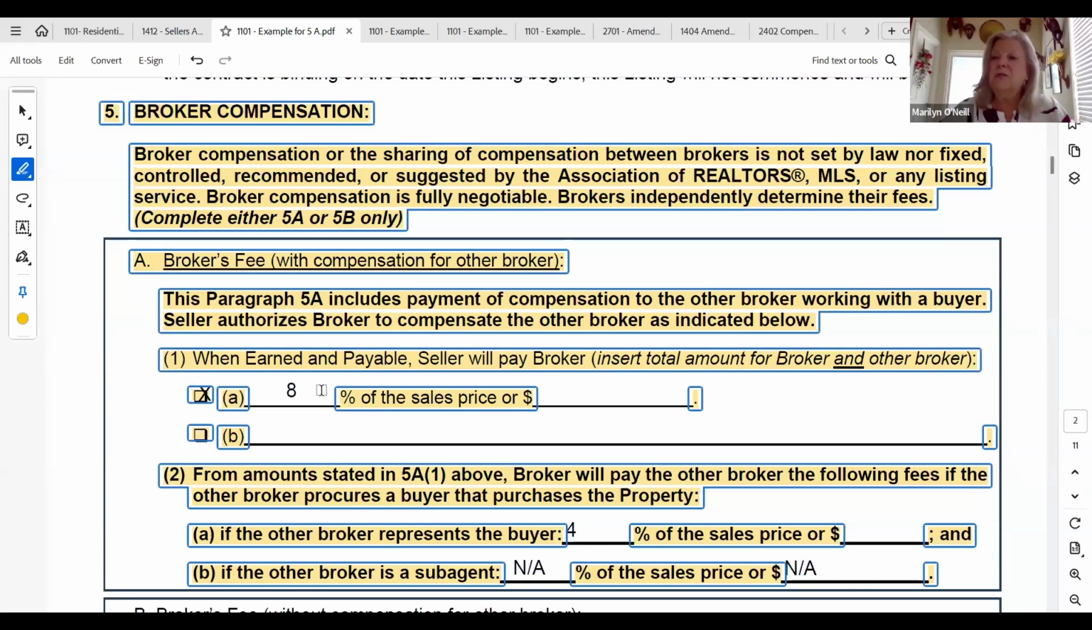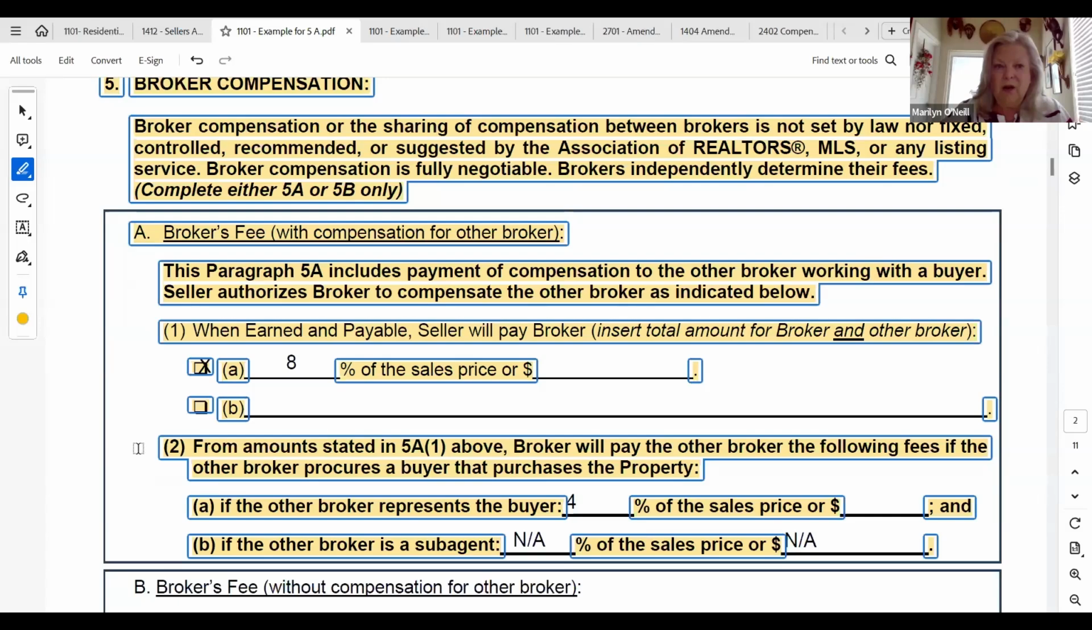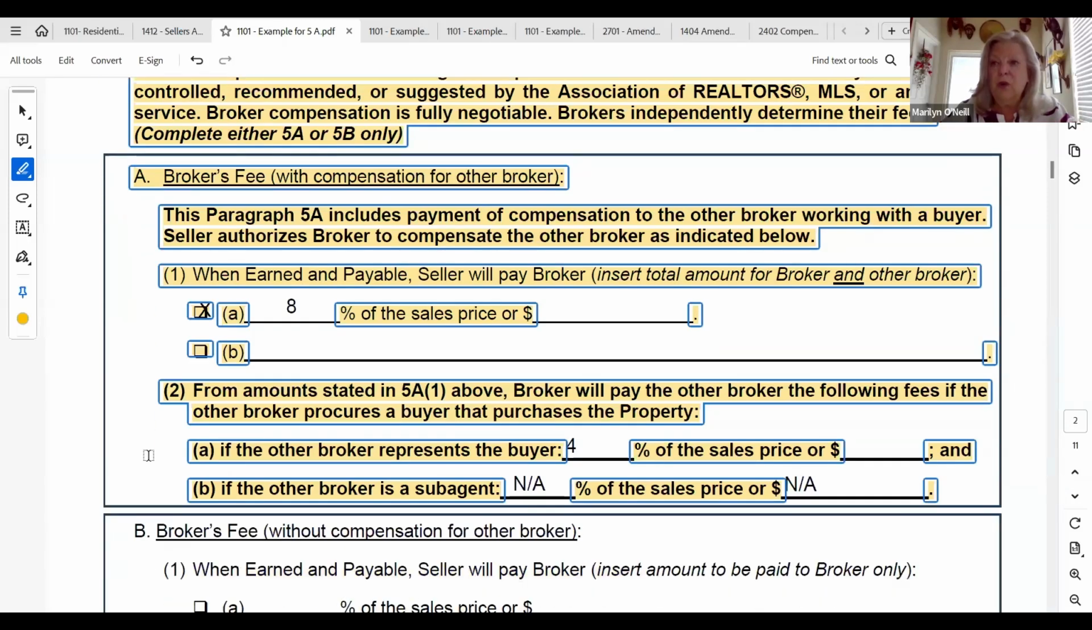So 5A1A was completed with a percentage. That's what they're going to negotiate with the seller, right? And they are going to compensate the other broker as indicated. Now 5A2 says to the seller, of that amount I put in 5A1, I'm going to show you how I will share it with the other broker. And so 2A is if the other broker represents the buyer, blank percent of the sales price. And then I put NAs in 2B because we don't do sub-agency at all, right? And so there's NAs in those fields. But we're telling the seller, this is what you agreed upon. This is how I will cooperate with the other broker, right? That's what the seller is acknowledging.